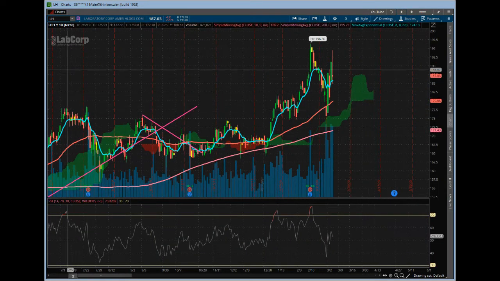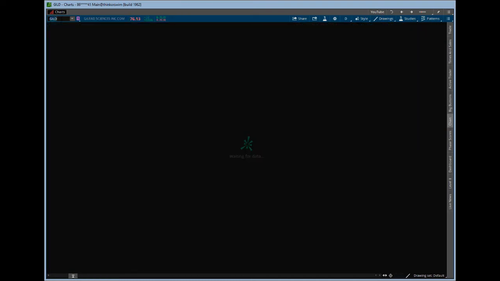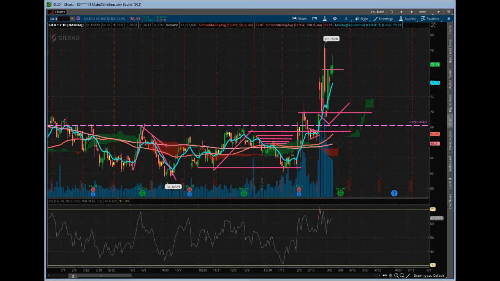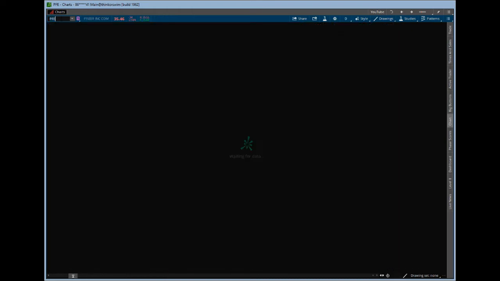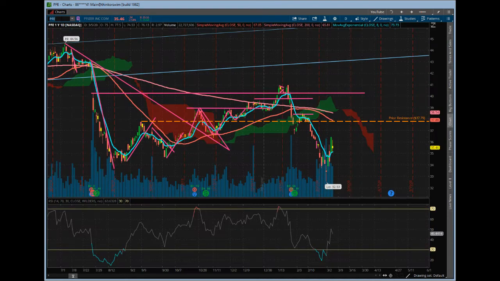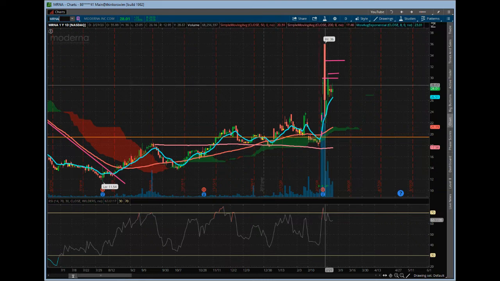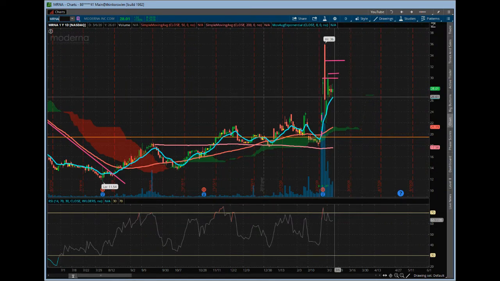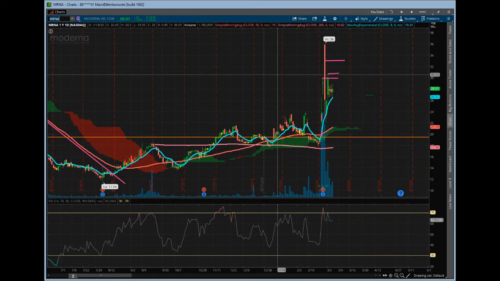And of course you have Gilead, right? Working on some vaccine type stuff, still holding up pretty well. PFE working with Gilead on some stuff. That's another one to look at. Inside day so far holding the ADMA, and then Moderna, right? mRNA. Still looks a little sideways action right here and holding the ADMA. So those are a couple ones that you could look at too for some Corona plays.